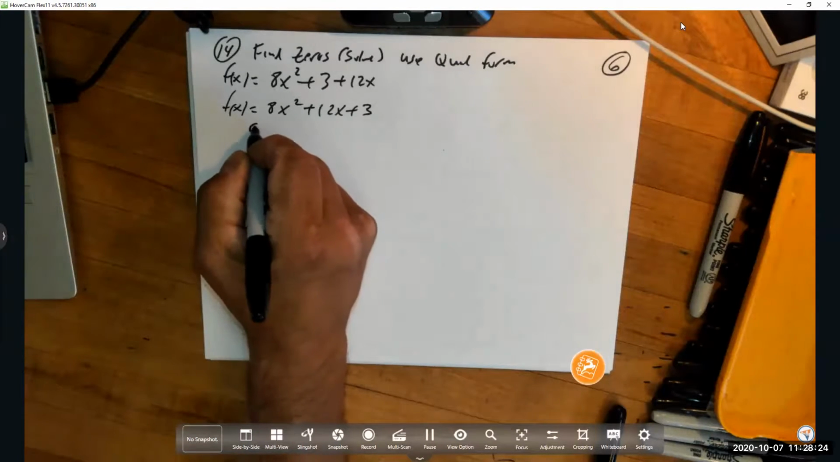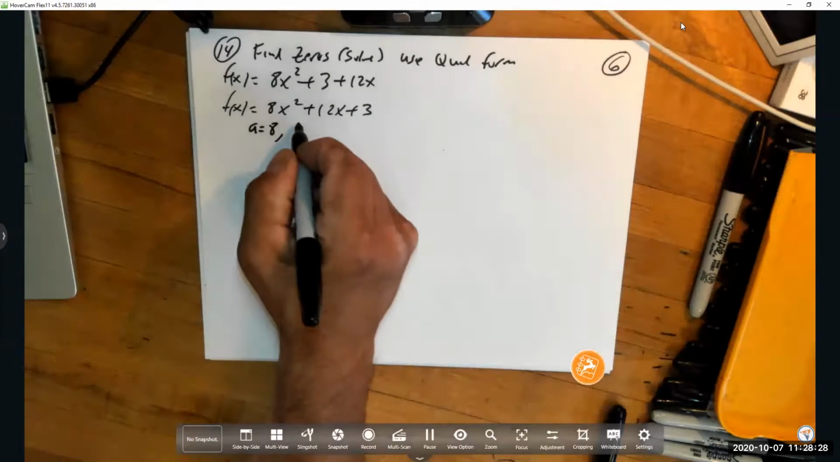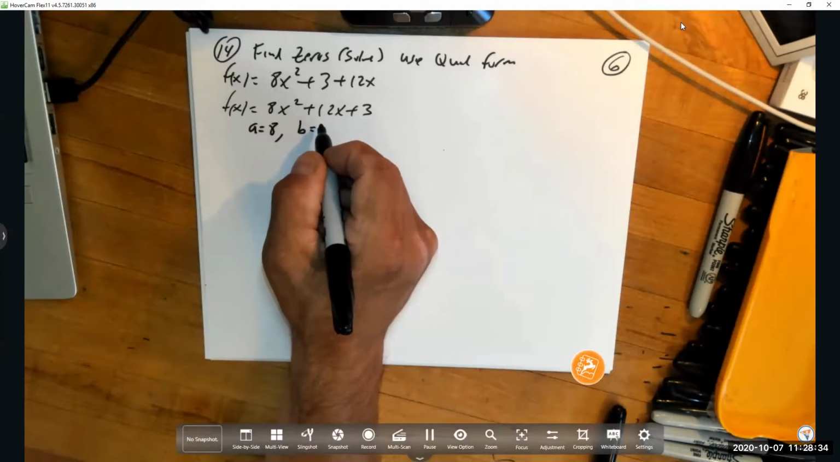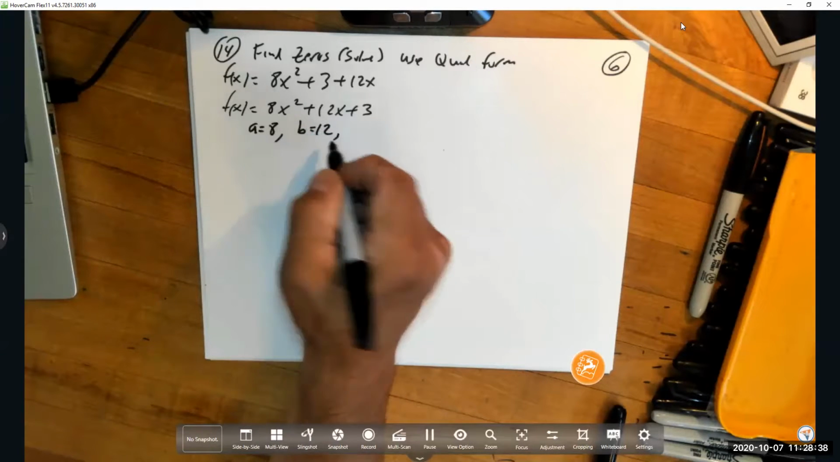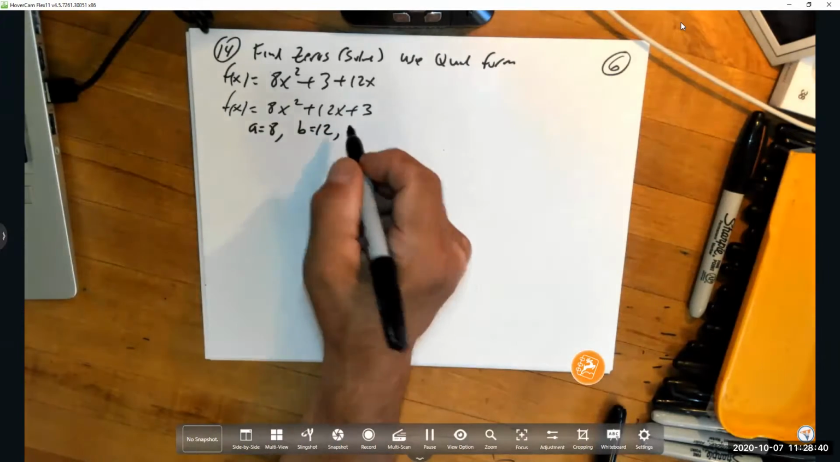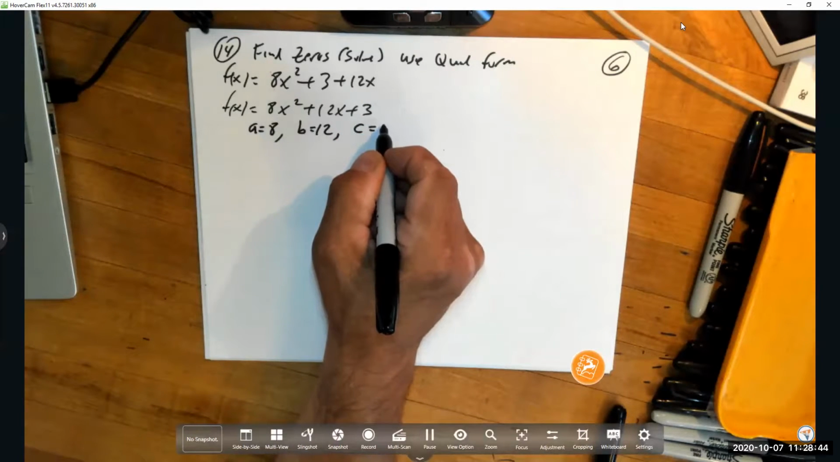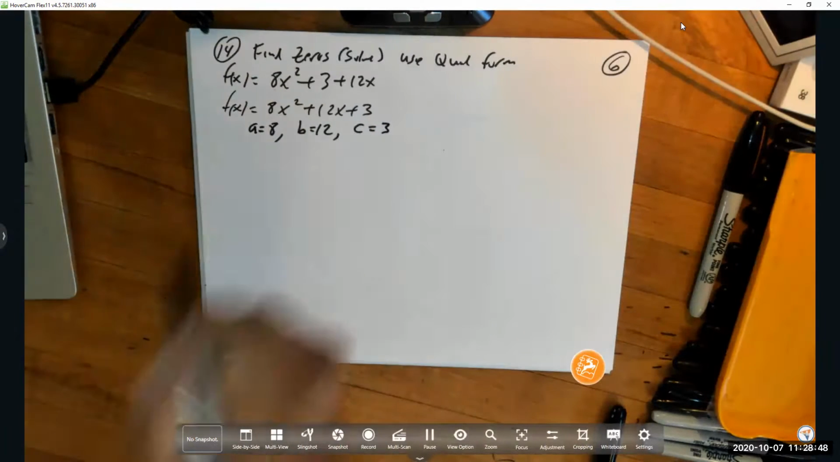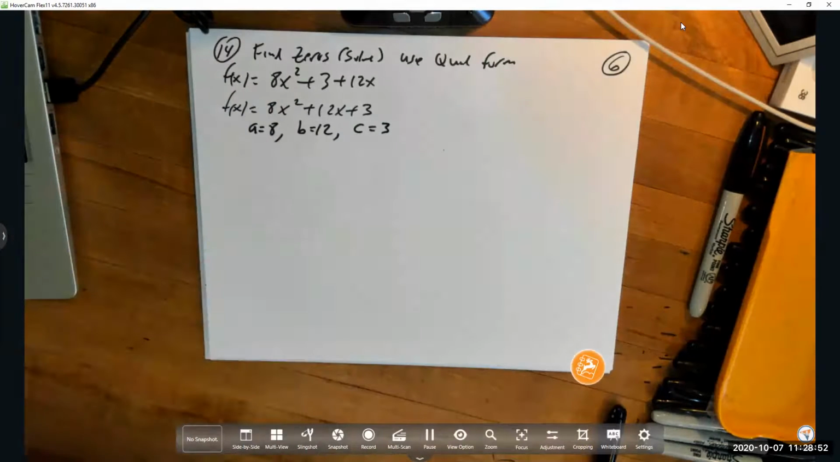What do you think A is? 8. Good job. What do you think B is? 3. No, 12. Okay, 12. Pick a number. C. What is C? 3. Okay, are those numbers in the right place? 8 and 12 and 3. Does that make sense?